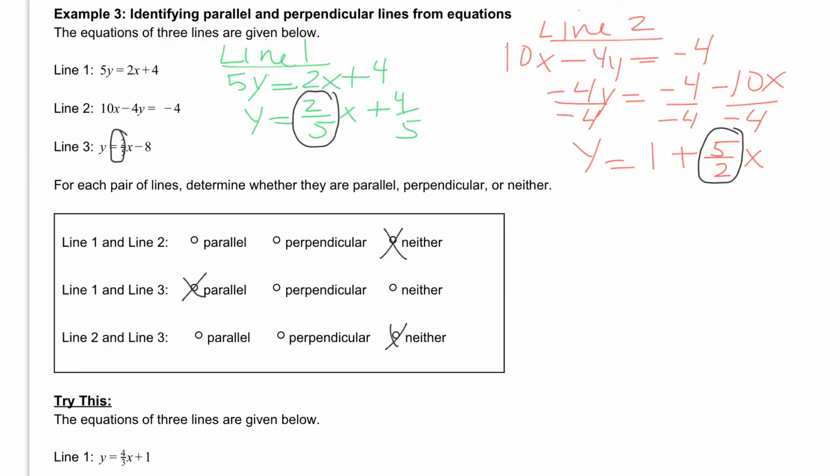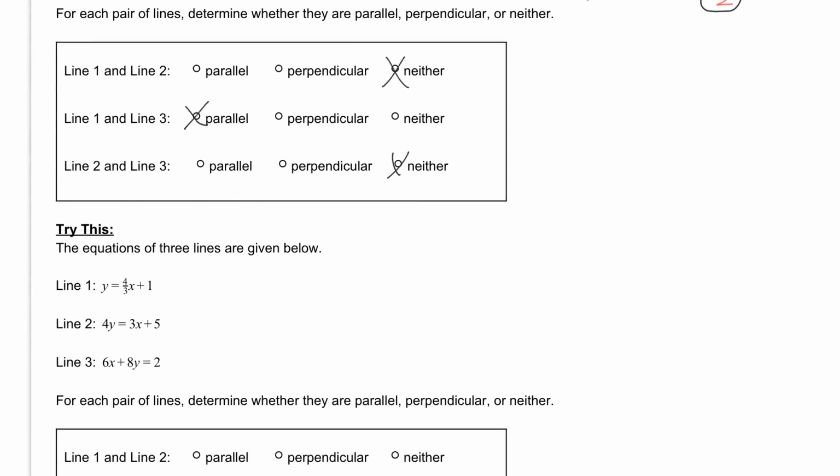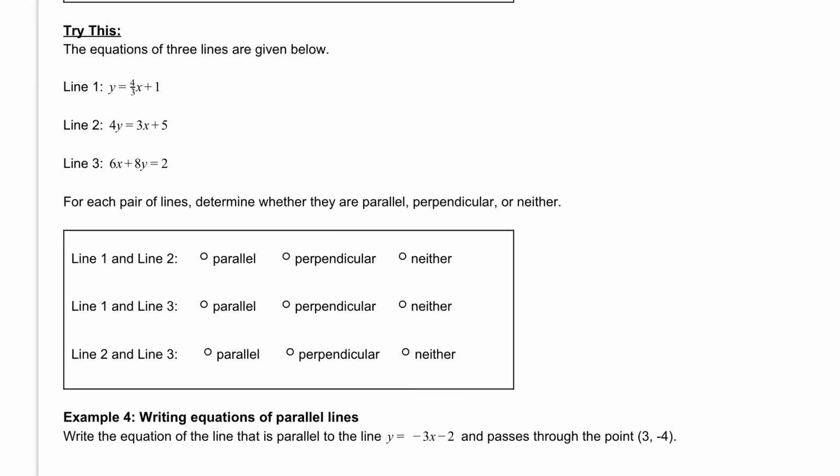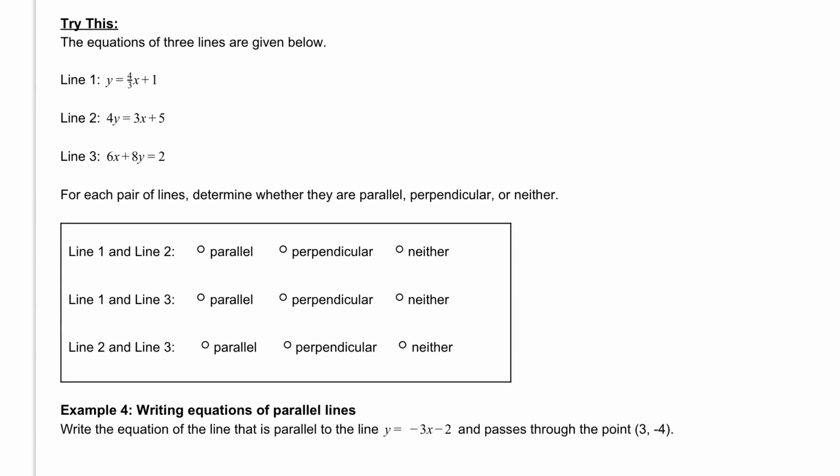Now I would like you to do the same thing with 3 different lines in the try this below. You're going to want to put all 3 of these lines in slope-intercept form first, compare the slopes, and decide which one is which. When you are finished, check your answer. So you can pause it now.